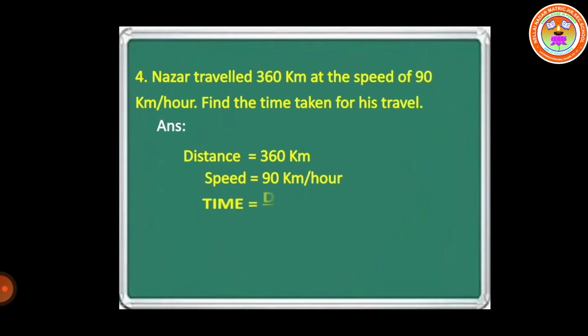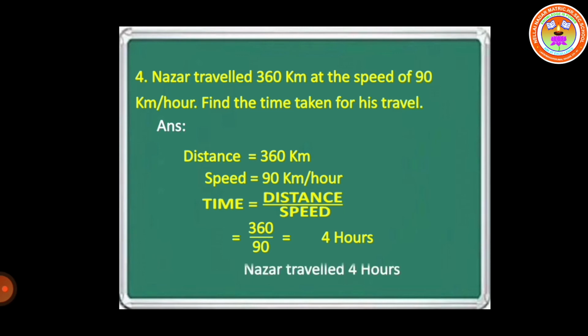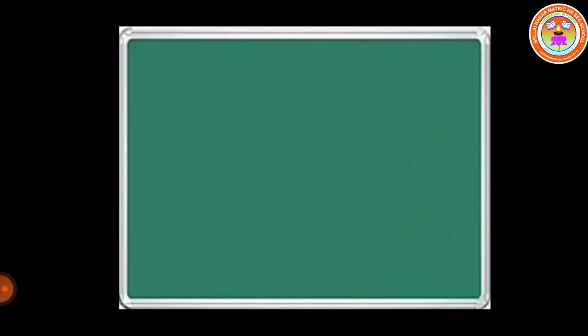What we have to find? Time. What is the relation? Distance by speed. Substitute the values. Distance 360. Speed 90. So when we are dividing, we will get 4 hours. So the answer is Nasser traveled 4 hours. Okay. Next one.